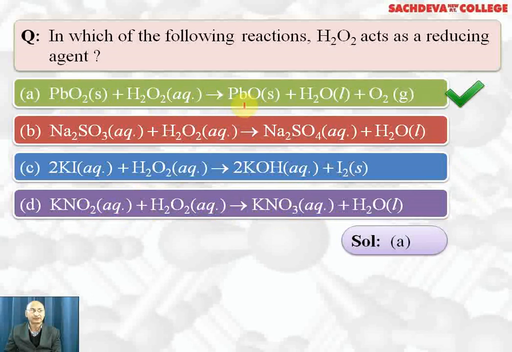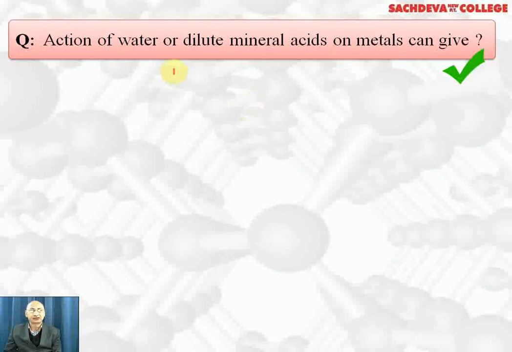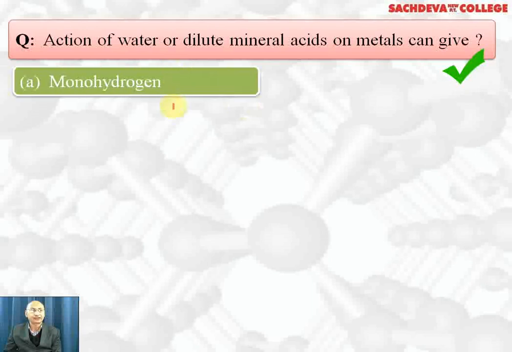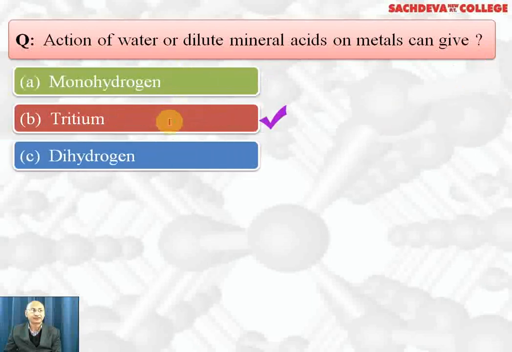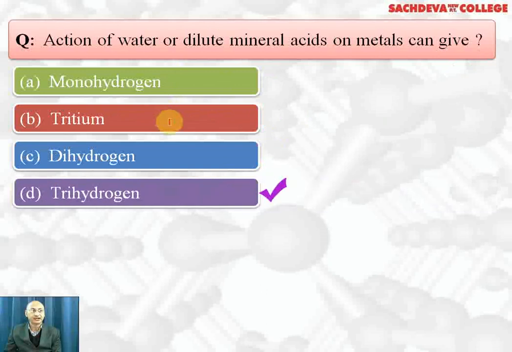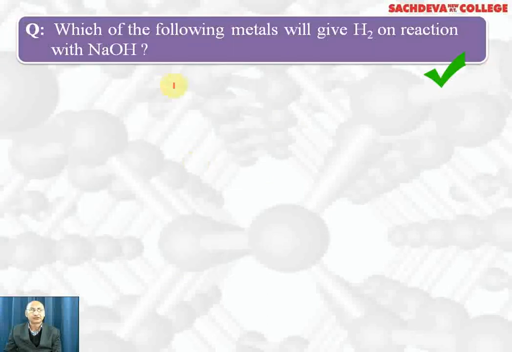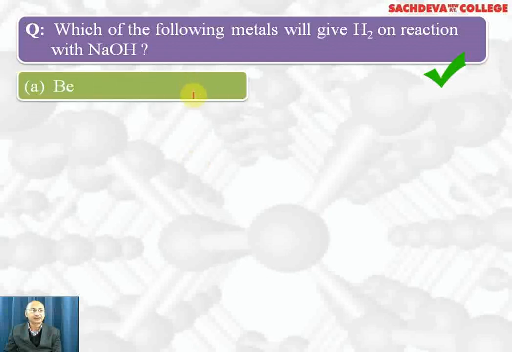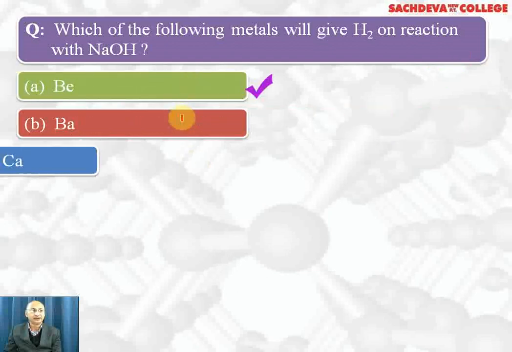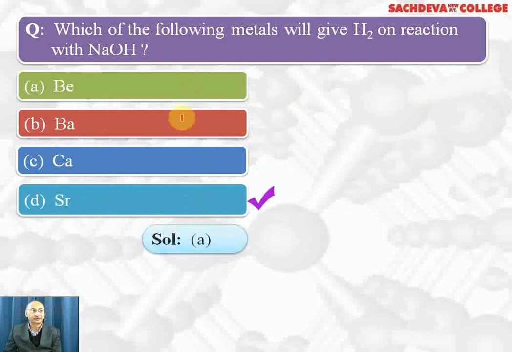Action of water or dilute mineral acids on metals can give monohydrogen, tritium, dihydrogen, trihydrogen, or D2. Correct answer is C part, that is dihydrogen or H2, ordinary hydrogen is formed. Which of the following metals will give hydrogen on reaction with NaOH: beryllium, barium, calcium, strontium? A part is correct answer. Beryllium, aluminium, zinc on reaction with NaOH give hydrogen gas.